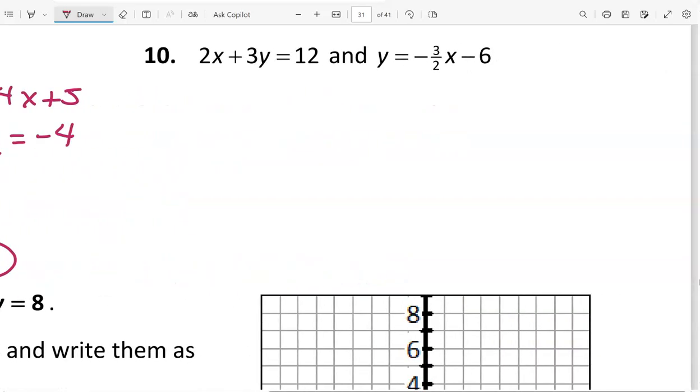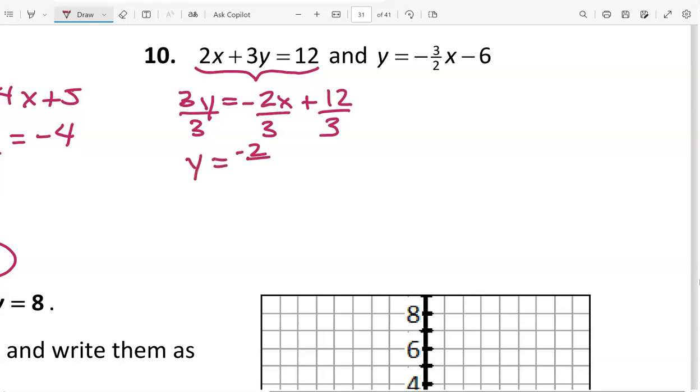For number 10, we'll need to move the first equation into y equals mx plus b form, so I'll subtract 2x from both sides and then divide by 3, and y is equal to -2/3 x plus 4, so the slope of that line is -2/3. The other line is already in y equals mx plus b form, so we can read the slope directly from it. Y is equal to -3/2.